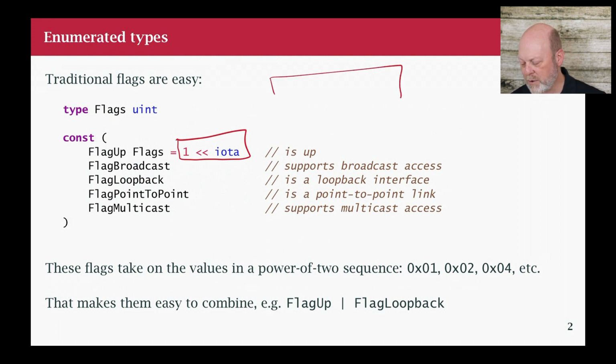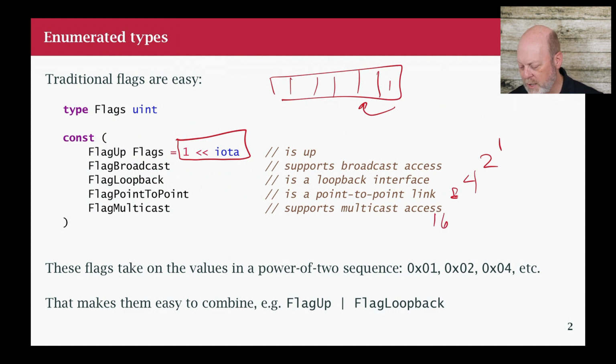The bit shift operator, if I have a bit here, moves it over 1. But in this case, it's going to move it over as many times as iota says to move it over. Effectively, what it does is create powers of 2. Because iota starts at 0, in the first case I end up with a 1 bit. And in the second case, the value 2, and the 4 and the 8 and the 16.